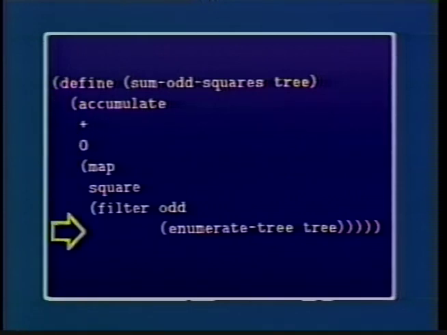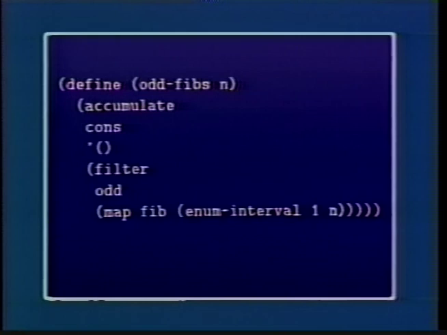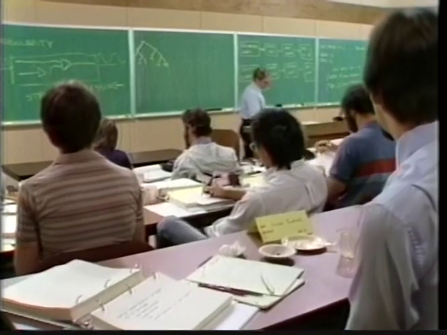So we can see the pieces that we wanted. Similarly, the Fibonacci one, right? How do we get the odd fibs? Well, we enumerate the interval from 1 to n. We map along that, computing the Fibonacci of each one. We filter the result of those for oddness. And we accumulate all of that stuff using cons starting from the empty list. Okay.